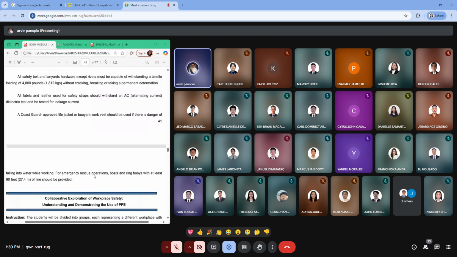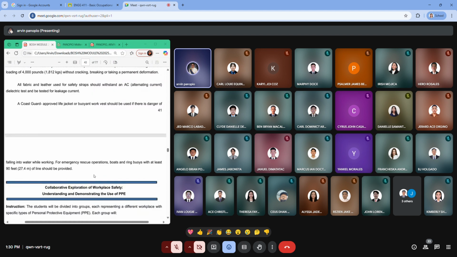And then we have the Coast Guard. Dito naman ay yung mga approved life jacket or yung mga buoyant work vest should be used if there is a danger of falling into the water while working. So for emergency rescue operation, a boat and ring buoys with at least 90 feet or 27.4 meters of line should be provided.